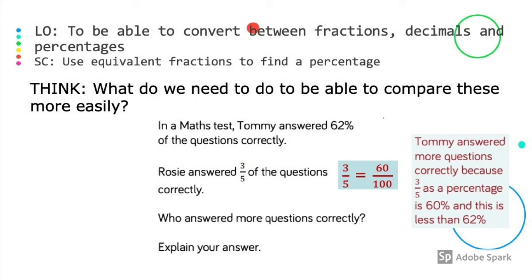60 hundredths would be the same as what percent? Yes, 60 hundredths is the same as 60%. So, our question, we know that the answer is that Tommy has answered more questions correctly because 3/5 as a percentage is 60% and this is less than 62%.